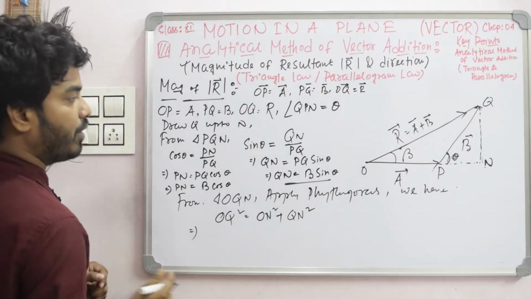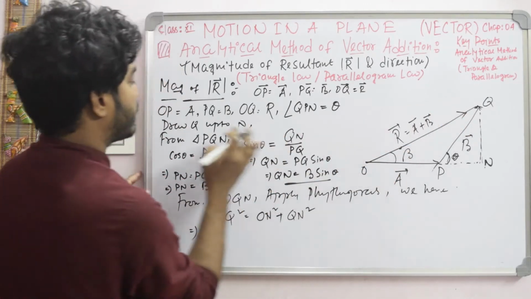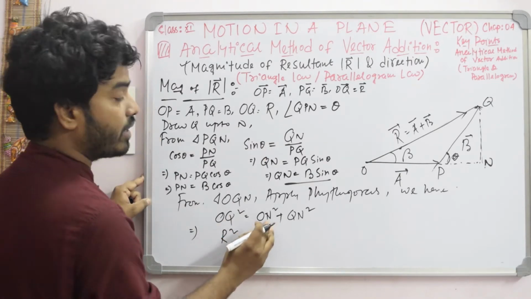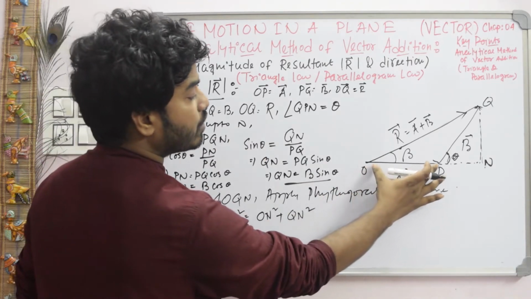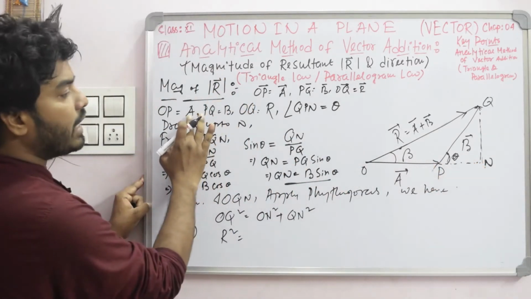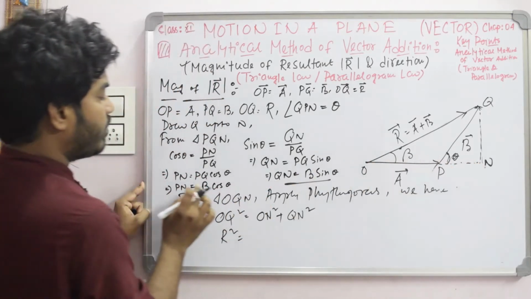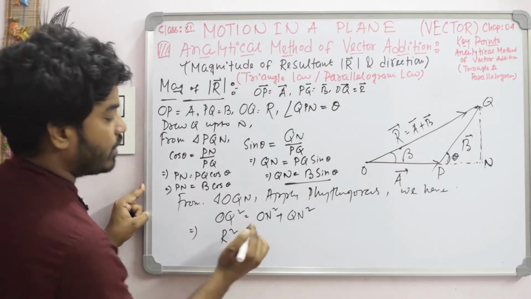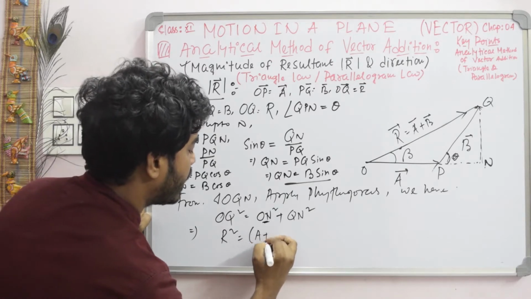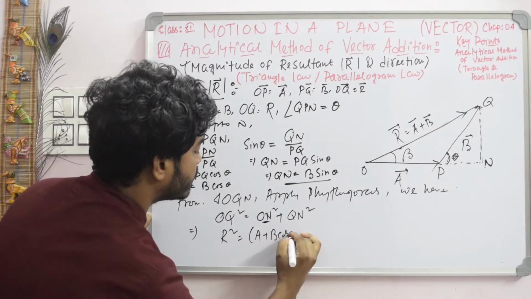Now just putting the values. What is OQ? OQ means the resultant R, so this is R squared, that is equal to what is QN? Here ON means OP plus PN. What is OP? OP represents A, and what is PN? PN represents B cos theta. So in place of ON you just write (A plus B cos theta) whole squared.